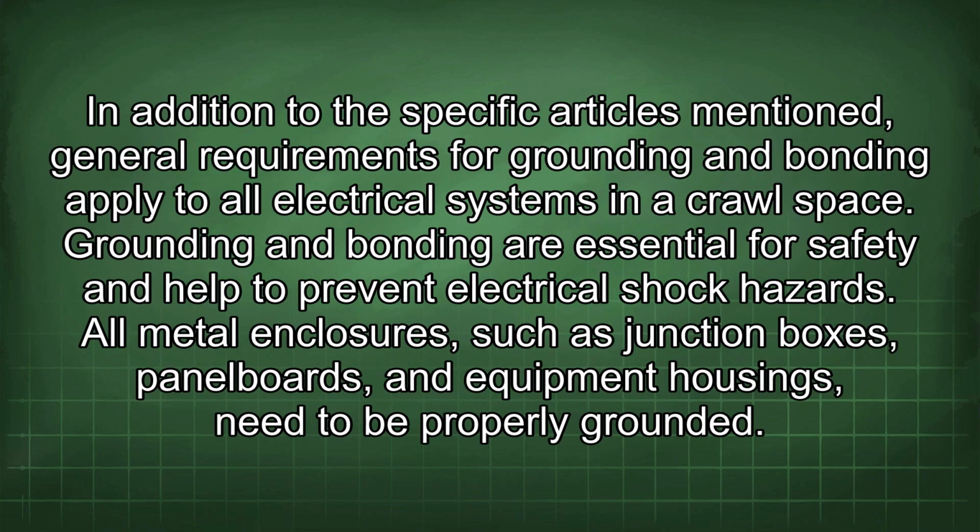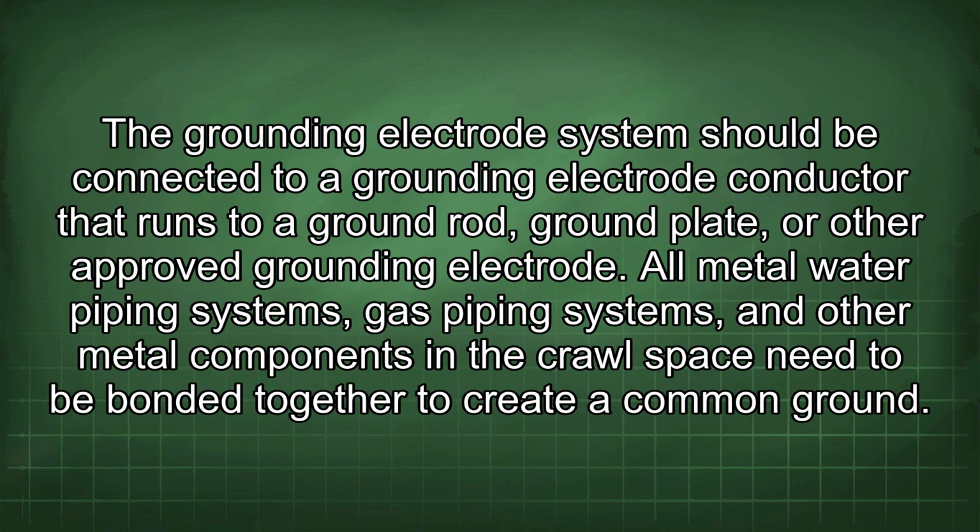In addition to the specific articles mentioned, general requirements for grounding and bonding apply to all electrical systems in a crawl space. Grounding and bonding are essential for safety and help to prevent electrical shock hazards. All metal enclosures, such as junction boxes, panel boards, and equipment housings, need to be properly grounded. The grounding electrode system should be connected to a grounding electrode conductor that runs to a ground rod, ground plate, or other approved grounding electrode.